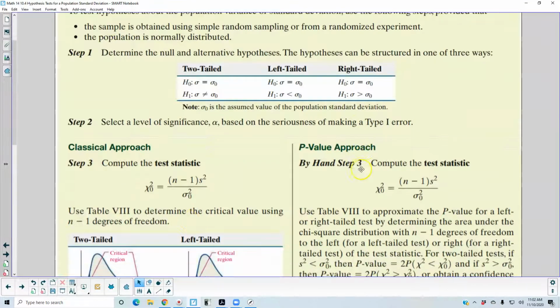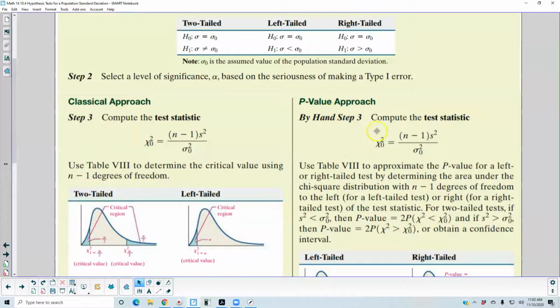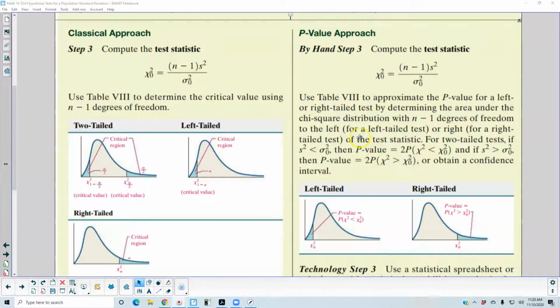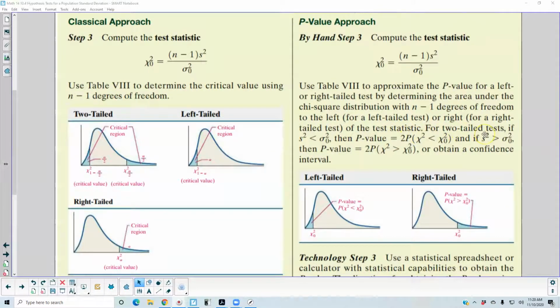Now, if we want to use the p-value approach, we're still going to compute the test statistic like we did over here. And then we're going to use the table to approximate the p-value for a left or a right tail test by determining the area under the chi-square distribution with n-1 degrees of freedom to the left for a left tail test or right for a right tail test of the test statistic. Now, if it is a two-tail test, then we need to multiply the p-value times 2 in order to get that p-value.